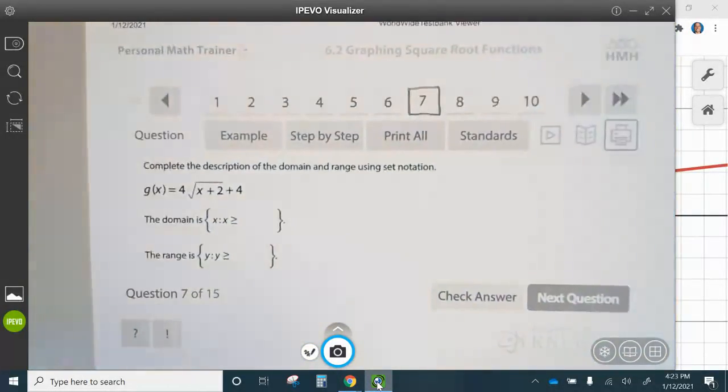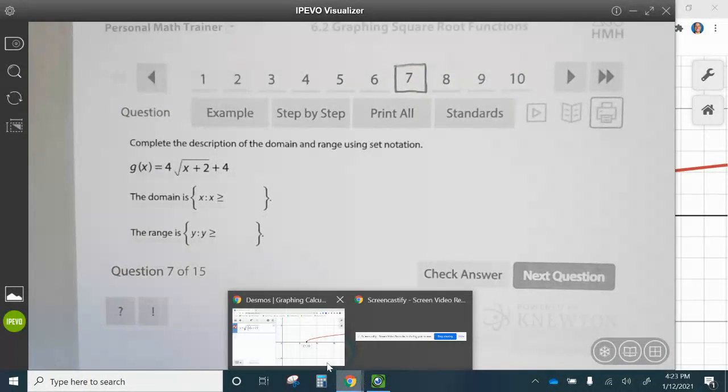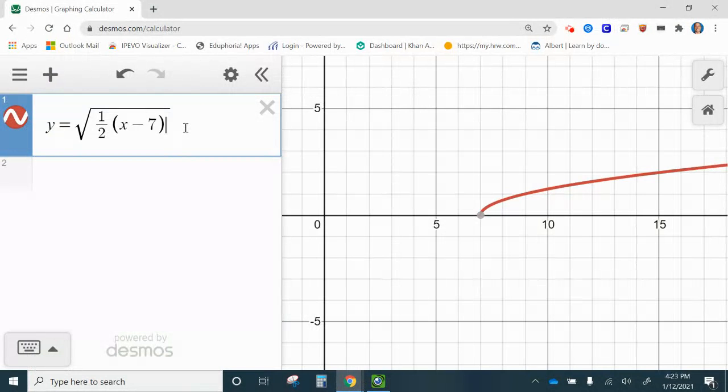Let's take a look at number 7. Again, complete the description of the domain and range using set notation. So we need to graph g of x. Okay, so let's do that now.